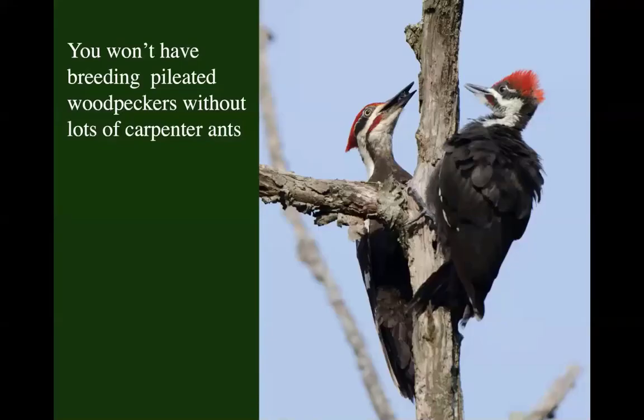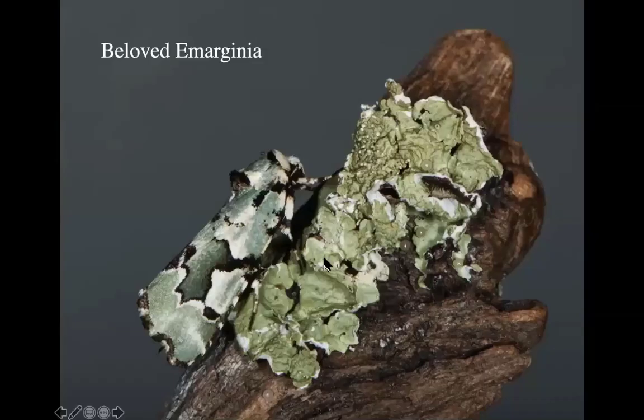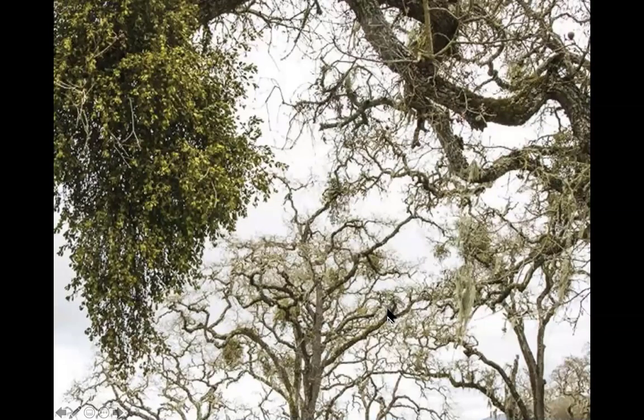The specialized relationship between pileated woodpeckers and carpenter ants. That's what they feed their young. They rear their young on carpenter ants. So you won't have pileated woodpeckers without carpenter ants, and you won't have carpenter ants unless you have the big trees that make those carpenter ants. You won't have the beloved Emarginata unless you have mistletoe. And you won't have these mistletoes unless you have the oaks to support them. That's the only host plant that they eat.